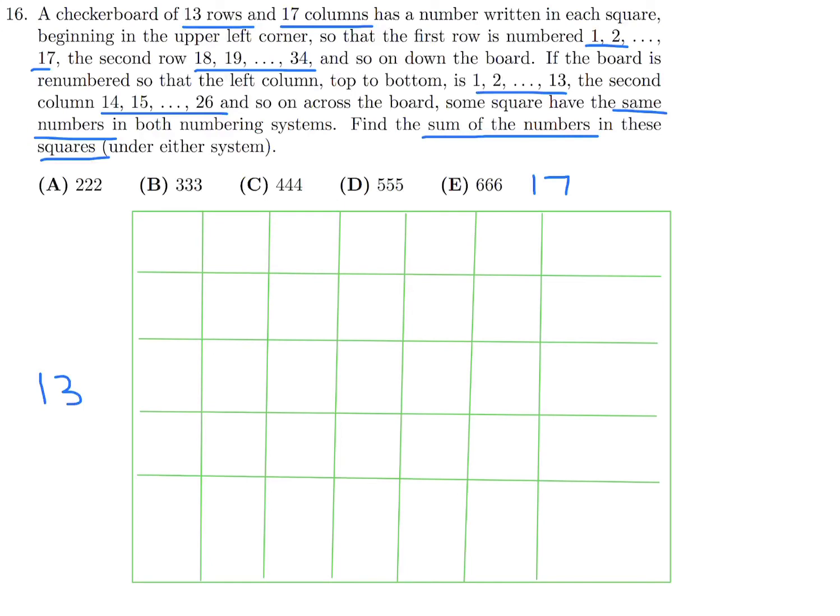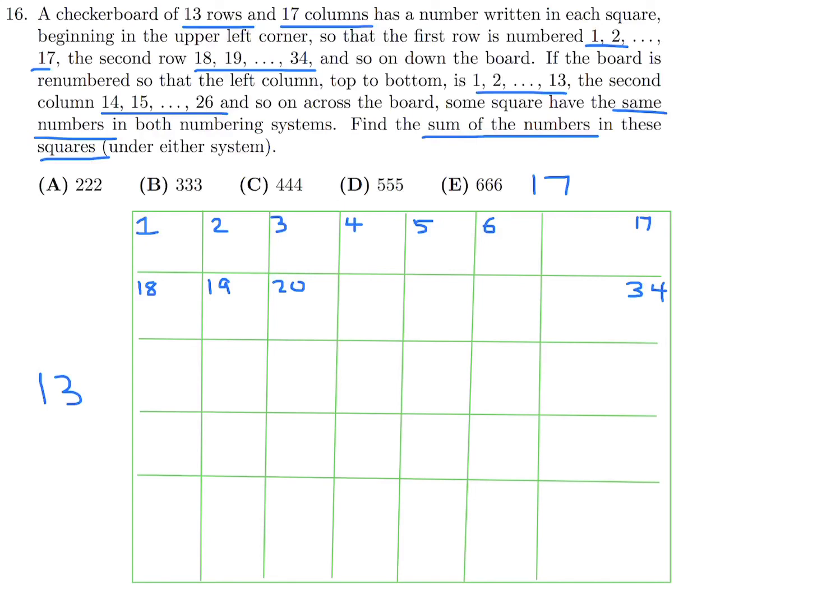And the first row is numbered 1, 2, 3, 4, like that, all the way up to 17, where 17 is the last box in the first row. And the second row is going to be labeled 18, 19, 20, and so on, all the way to 34. All right? So that is the first part of the question.